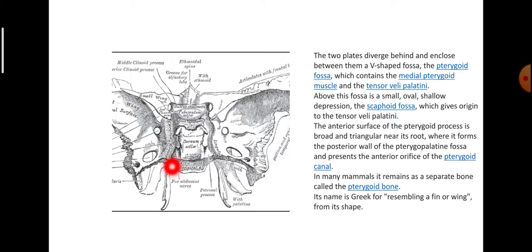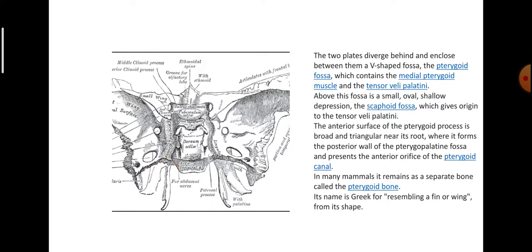The two plates diverge behind and enclose between them a V-shaped fossa, the pterygoid fossa, which contains the medial pterygoid muscle and the tensor veli palatini. Above the pterygoid fossa is a small oval shallow depression, the scaphoid fossa, which gives origin to the tensor veli palatini. The anterior surface of the pterygoid process is broad and triangular near its root, where it forms the posterior wall of the pterygopalatine fossa and presents the anterior orifice of the pterygoid canal.